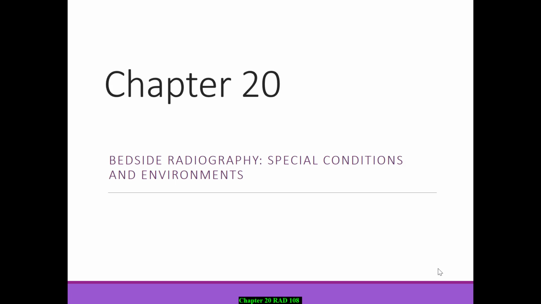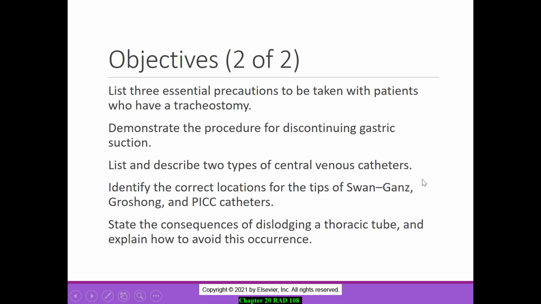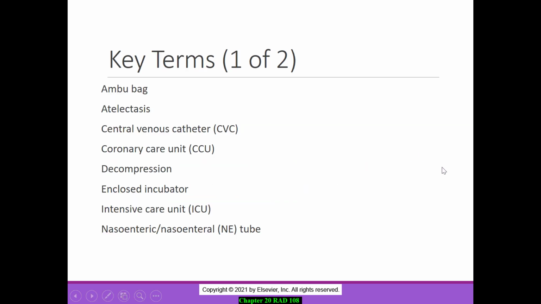In this chapter, we're going to be discussing patient care in the radiology department and anything that you may encounter while doing radiography or fluoroscopy. This includes anything that may be inside or outside of the department. So we're going to take a look at some bedside radiography, what intensive care units look like, what important factors should you remember in regards to intensive care units, and any tubes that you may encounter and risk pulling out of your patient while you're doing the exam.